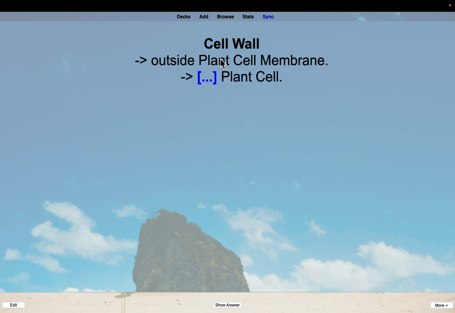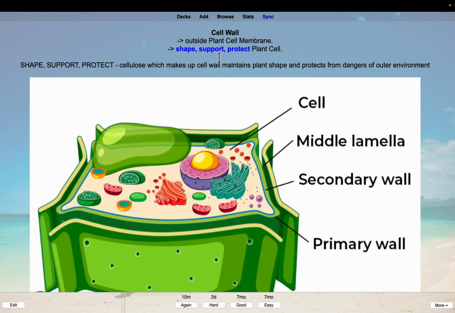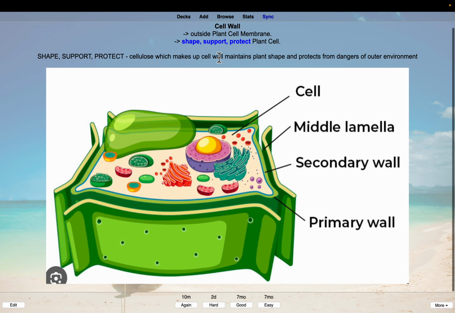The cell wall is outside the plasma membrane, and it shapes, supports, and protects the plant cell. Okay. Again, the cell wall of a plant cell is made out of cellulose.